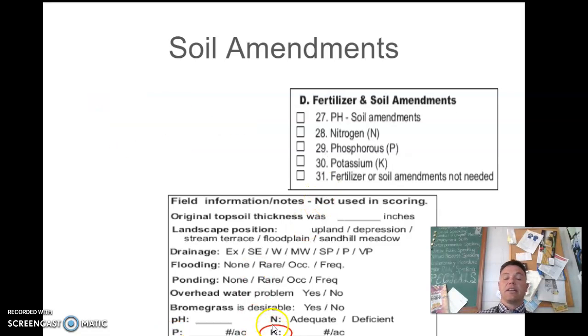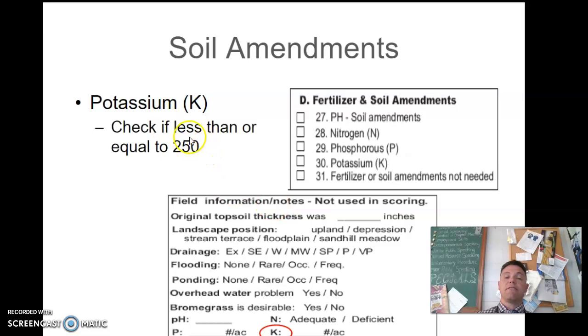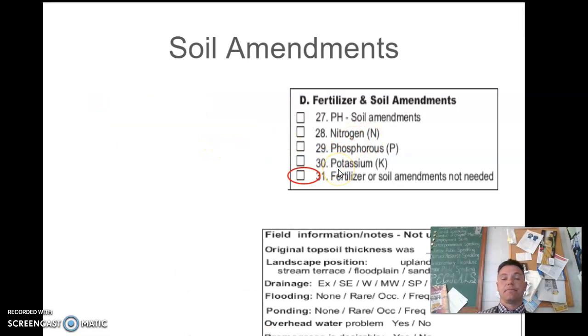The last one we're going to identify is K, or potassium. This is in pounds per acre, just like with phosphorus, and if it is at 250 or less, we check it. If it is over 250, we do not check number 30.